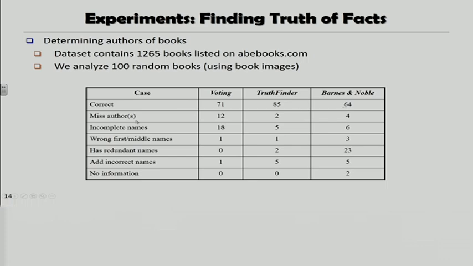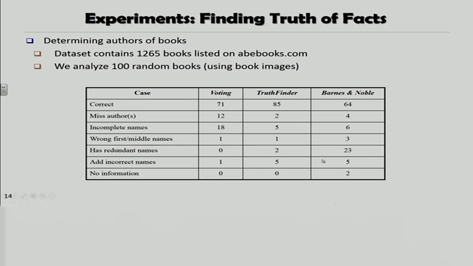Then you look at the missing authors. TruthFinder only missed 2, Barnes & Noble missed 4. You probably see all these incomplete names. They simply say you missed the middle name, wrong first or middle names, or it has redundant names, or adds incorrect names, or no information. Whatever you look at, you can see his method is better than Barnes & Noble.